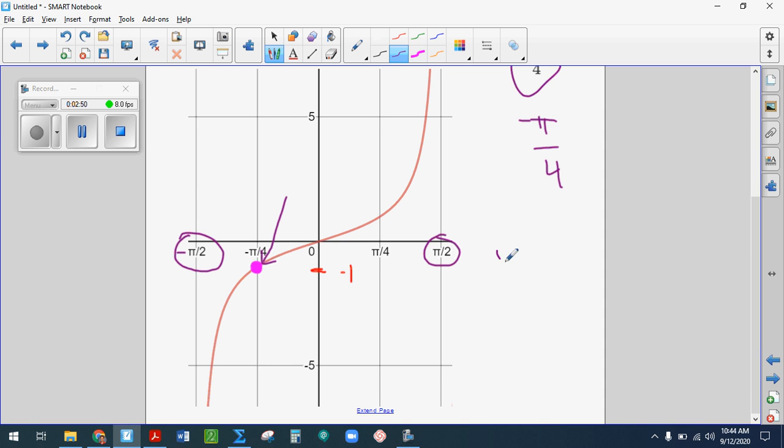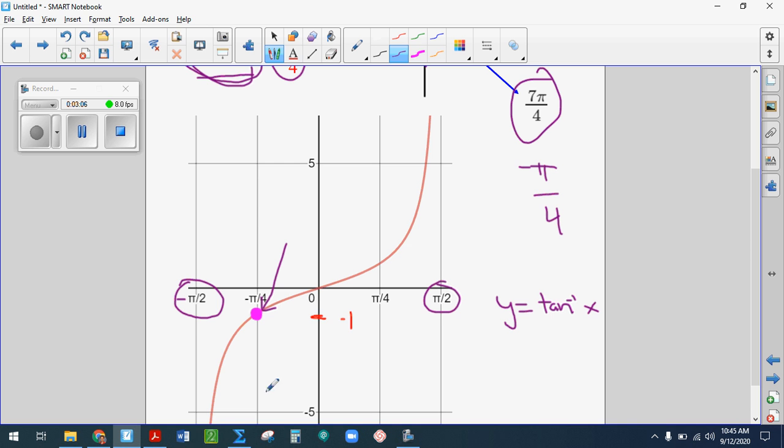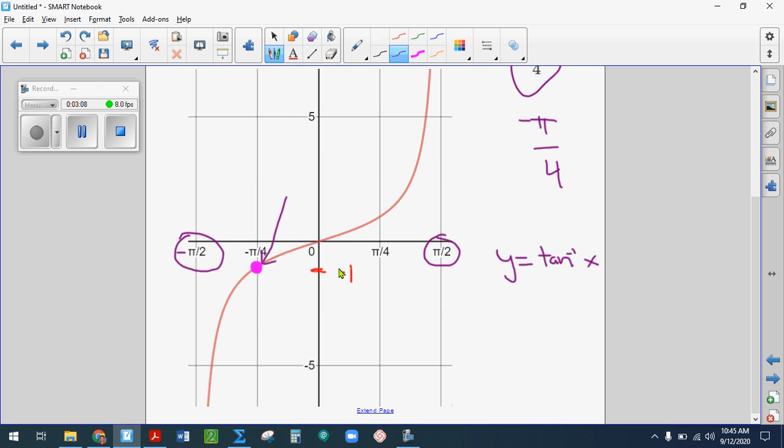The inverse trig function for tangent: if I graph y equals inverse tangent x, if I want that graph to be a function, meaning that it passes the vertical line test, that means that the original function, tangent, which is shown right here from negative pi over 2 to pi over 2, has to pass the horizontal line test. If I do more than one period of the tangent function, more than one cycle, it won't pass the horizontal line test. This is why the answer is negative pi over 4.